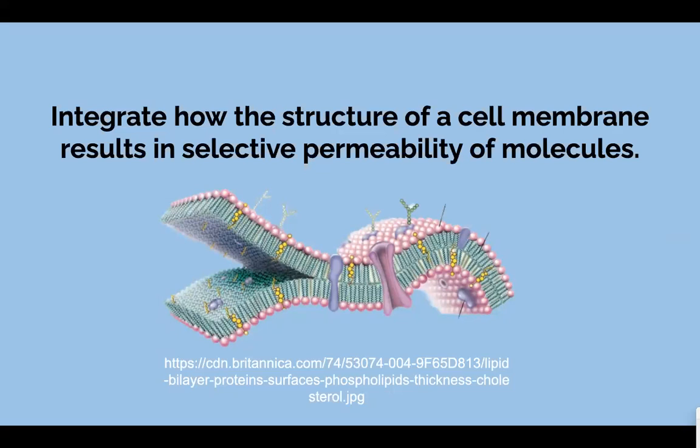These channels exhibit a high selectivity for specific ions based on factors such as size, charge, and the presence of specific binding sites. Ion channels enable the regulated movement of ions, contributing to the electrical properties and signaling capabilities of cells. Collectively, the combination of the lipid bilayer and protein components of the cell membrane, along with their specific structural features, results in the selective permeability of molecules.